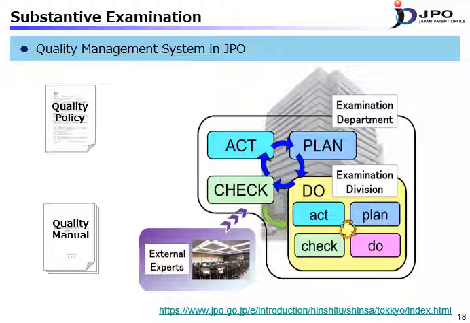The quality manual describes measures and initiatives in accordance with the PDCA cycle. As shown in this slide, the Quality Manual presents a PDCA cycle at 1. the Examination Department level and 2. the Examination Division unit level to continuously improve the quality of examinations.